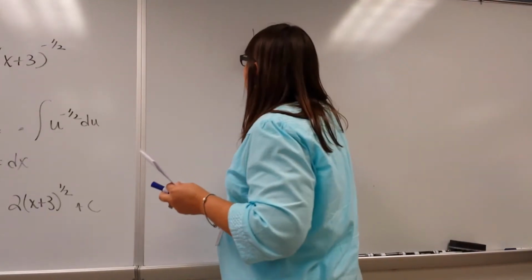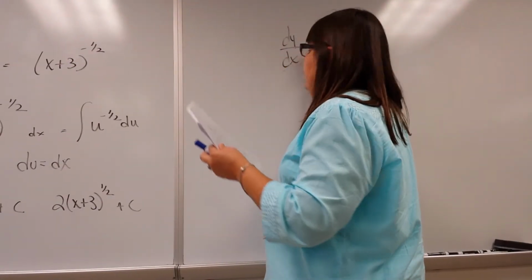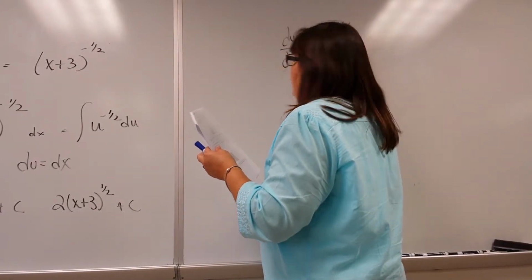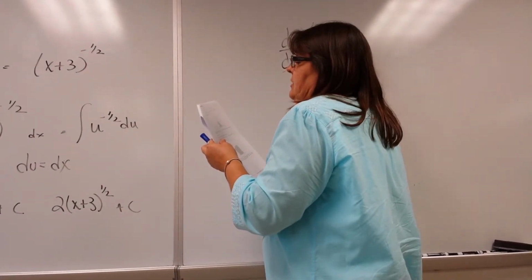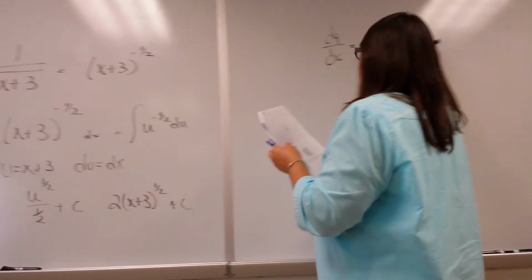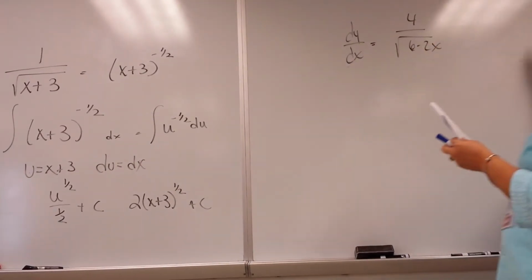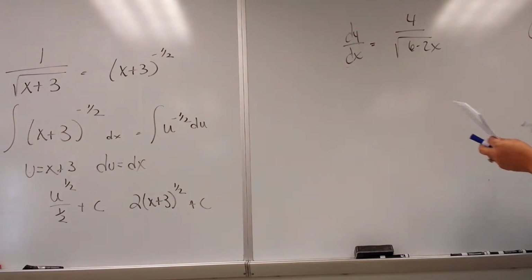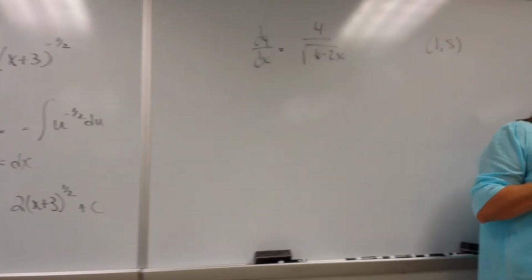Okay, yeah, that'll work. So dy over dx is equal to 4 over the square root of 6 minus 2x. It passes through the point (1, 8). Find the equation of the curve.